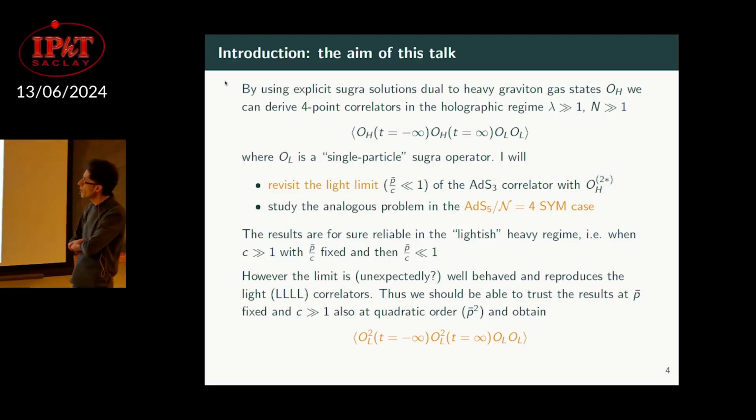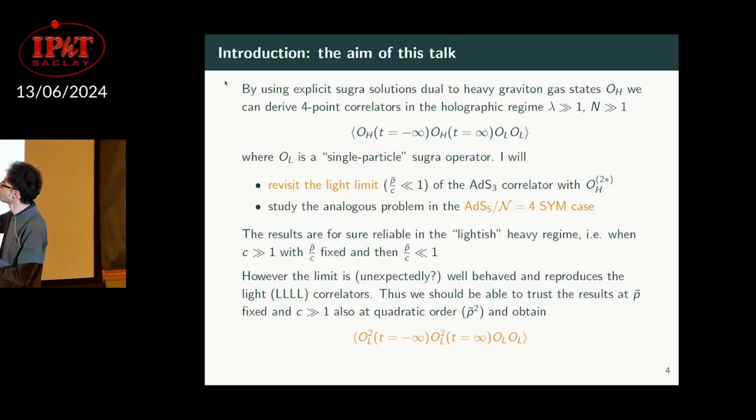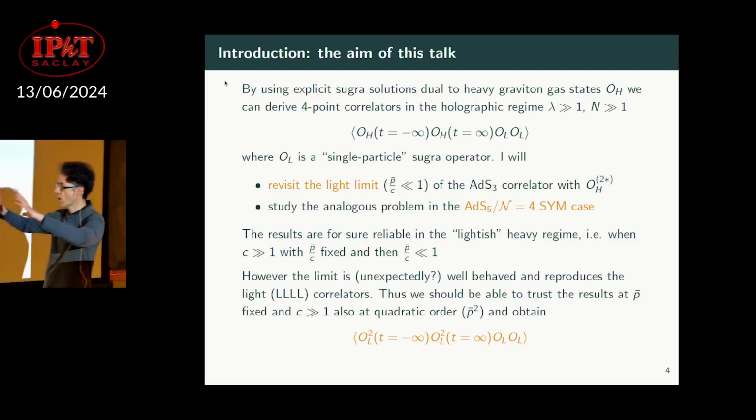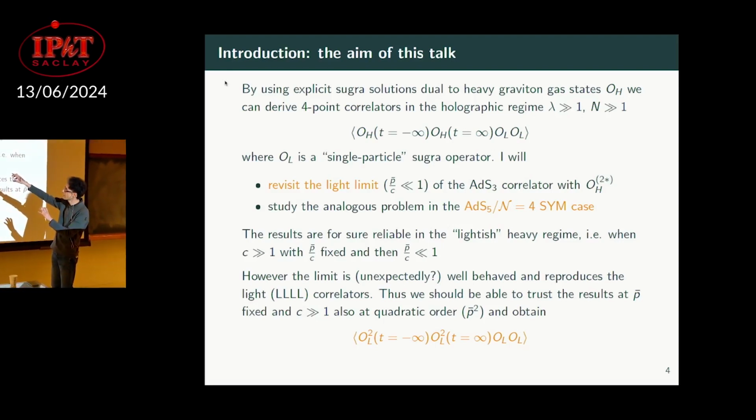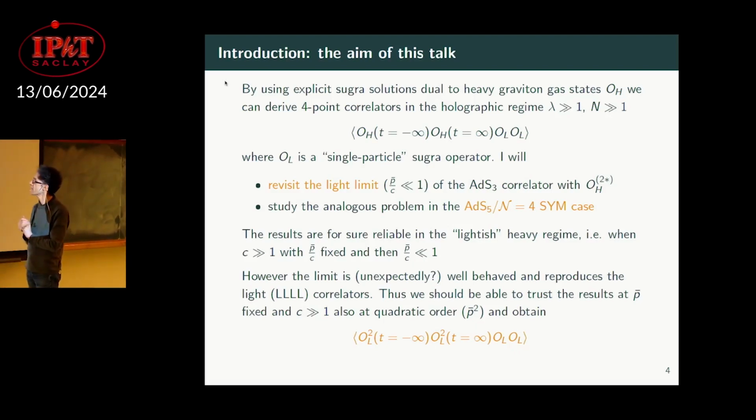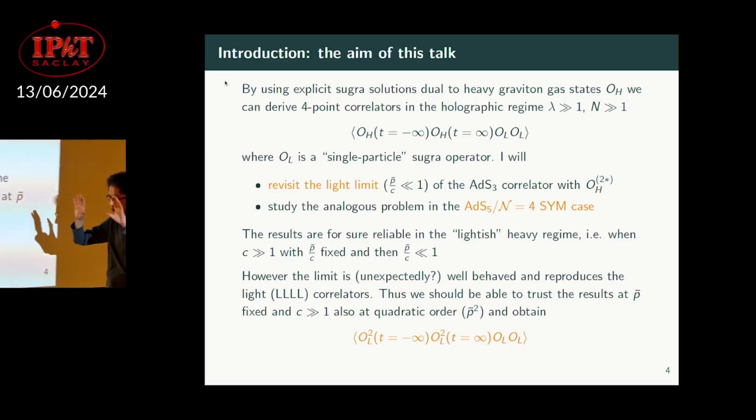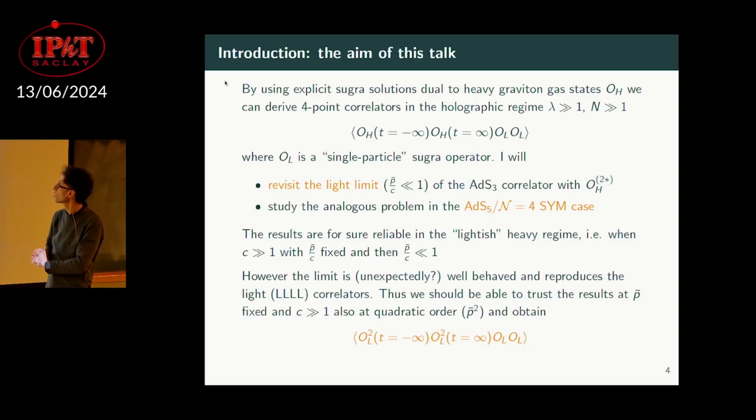Now, what is the particular incarnation of the results that we have? One thing is we want to revisit, as David mentioned, the light limit of these results. So start from the geometry. The geometry describes a multi-particle state with many constituents. And then we take this ratio, P over C, to be small. And then we should match to correlators that are of the light type. So one thing is to revisit that problem in AdS3. And the other thing is to describe the analogous problem, the same problem, in AdS5, just to show that the two things are very parallel, very similar, and show what we can learn about the heavy state by looking at these correlators.